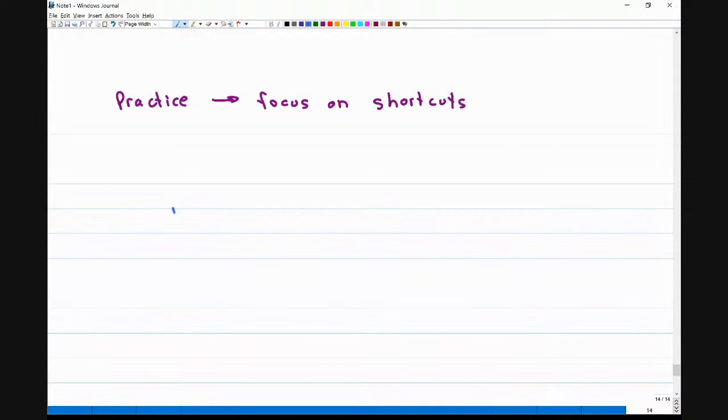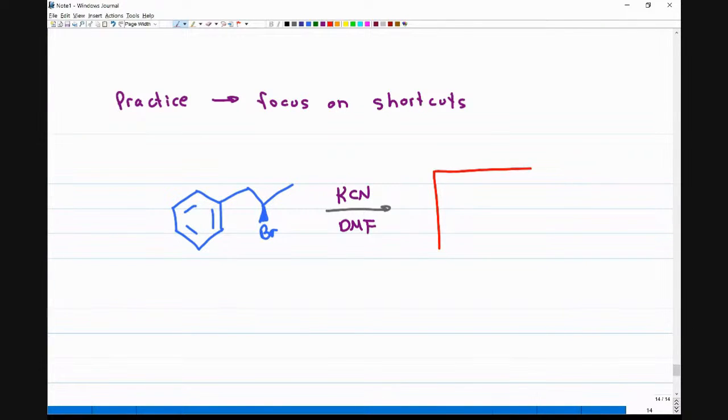All right, so here we go. If I have a molecule that looks like this, and you're told to react it with KCN in DMF. We don't want to go through the entire mechanism. We just want to come up with a product. The question is, how do we approach this and what do we do?